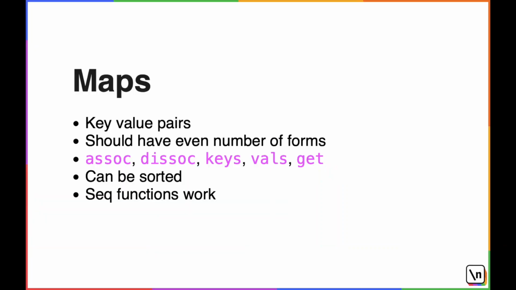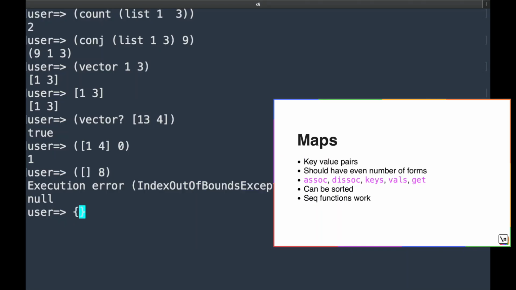Maps are a collection of key value pairs and can be defined using the literal form of curly brackets. The keys in a map are generally a keyword. Maps also implement the ISeq interface, which means that all sequence functions like count and conj will work for maps.